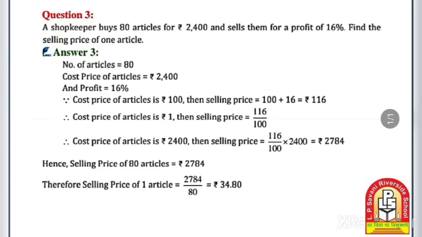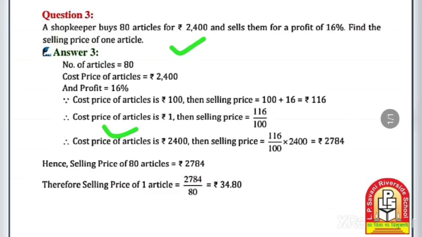If we assume that the cost price of the article is rupees 100, and the profit is 16%, then the selling price is 100 plus 16, that is 116. So when the cost price is rupees 1, the selling price is 116 upon 100, but we have to find it for rupees 2400. So let's compare both.